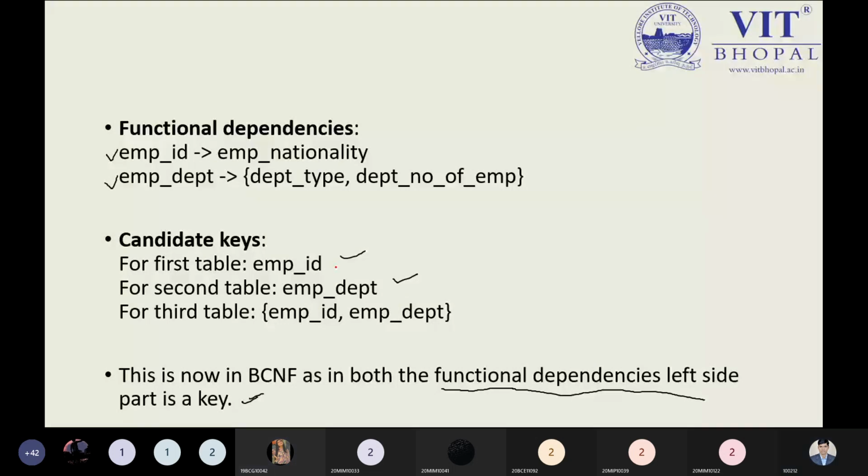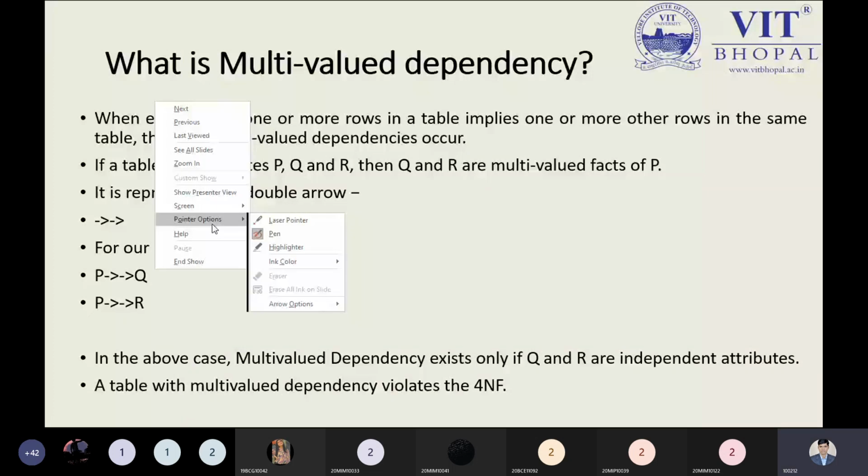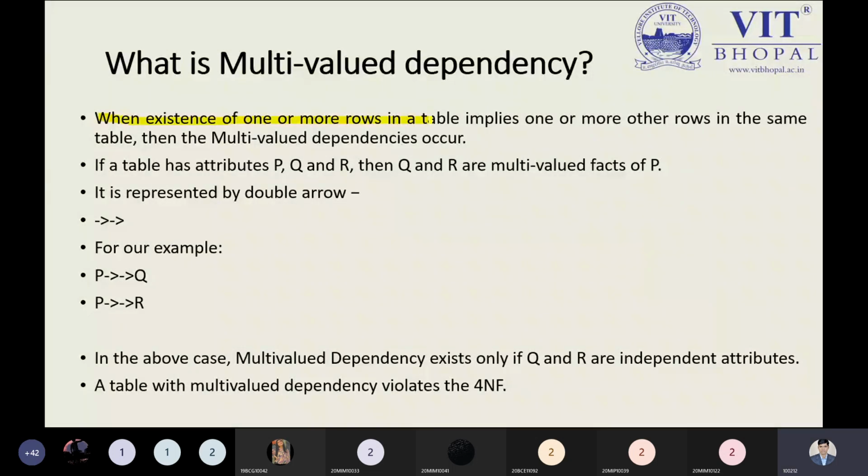Now it's time to see the other kind of dependencies, which is known as multi-valued dependencies. There are some points we have to keep in mind properly. When the existence of one or more rows in a table implies one or more other rows in the same table, then it is represented by multi-valued dependencies. I'm highlighting these important points for betterment.